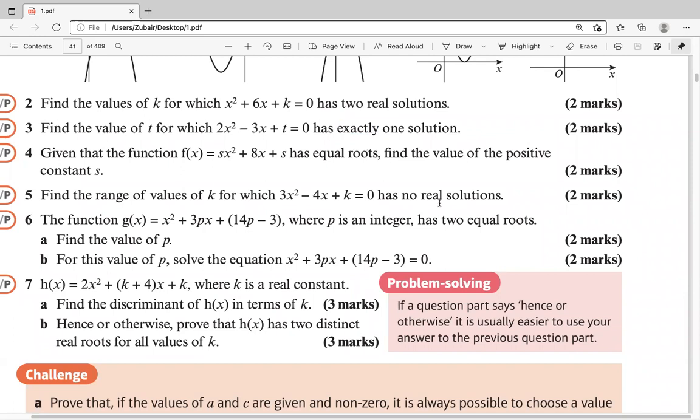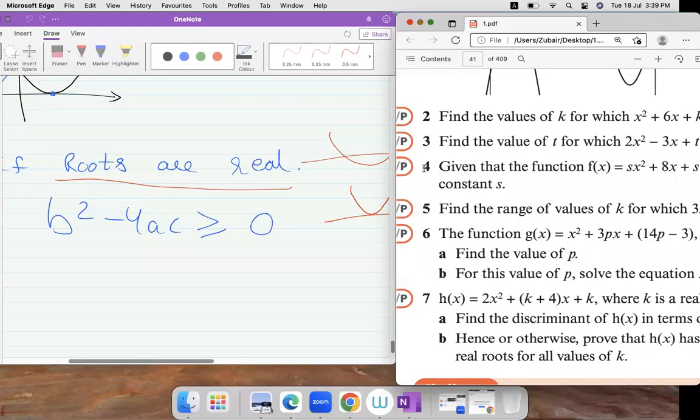Look at this question number five. It says no real solution. So when there are no real solutions, the discriminant is less than 0. Let's try this.